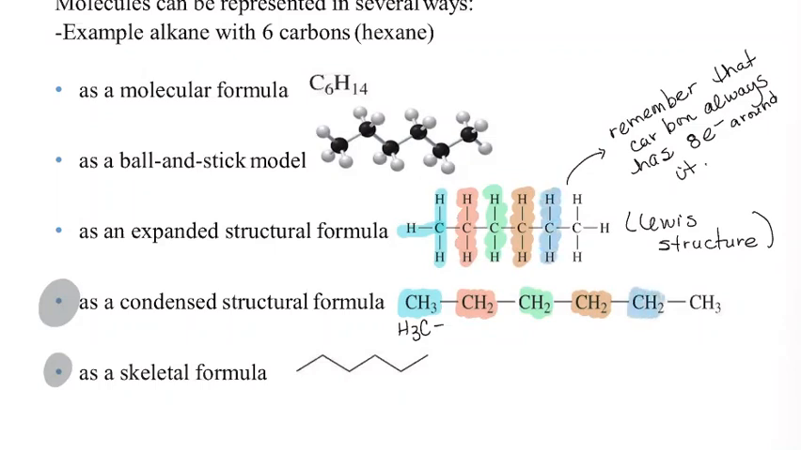Another CH2. There's a CH2. And lastly, we have a CH3. That's where the CH3 comes from. Now, what is the skeletal formula?